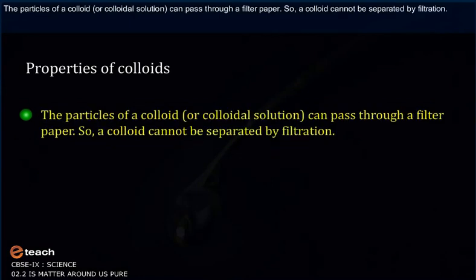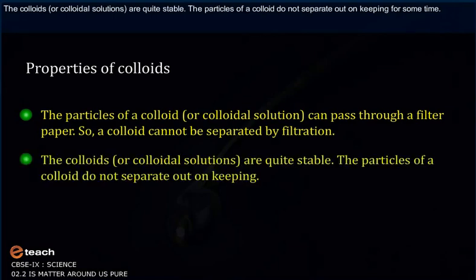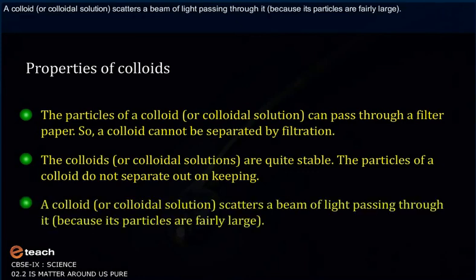The particles of a colloid or colloidal solutions can pass through a filter paper, so a colloid cannot be separated by filtration. The colloids or colloidal solutions are quite stable. The particles of a colloid do not separate out on keeping. A colloid or colloidal solution scatters a beam of light passing through it because its particles are fairly large.